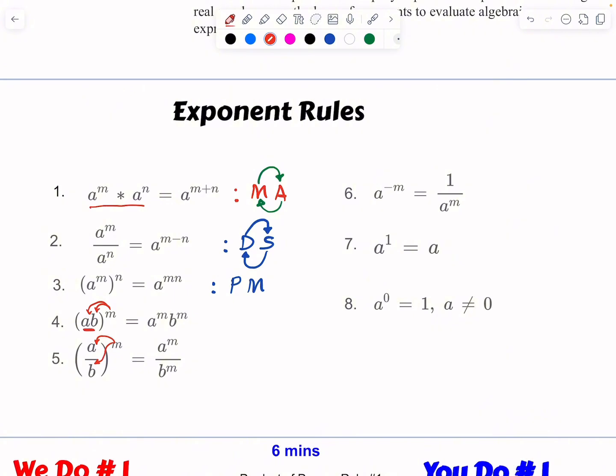And there's another one that I want us to learn. This one is called the negative exponent rule.